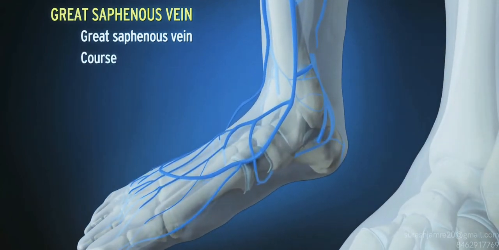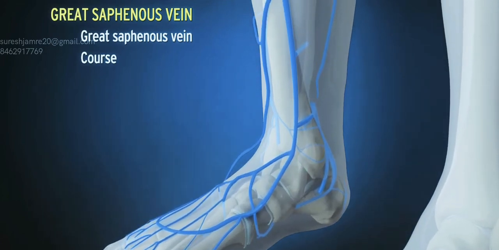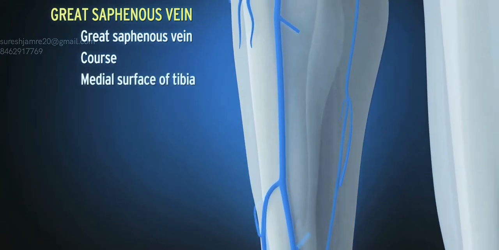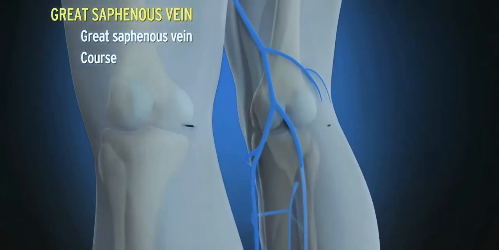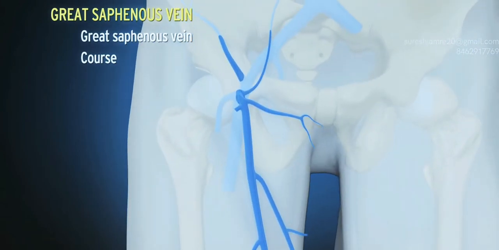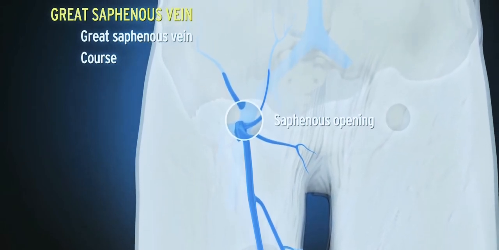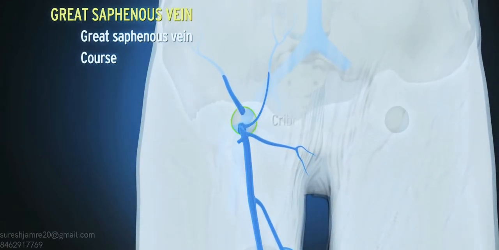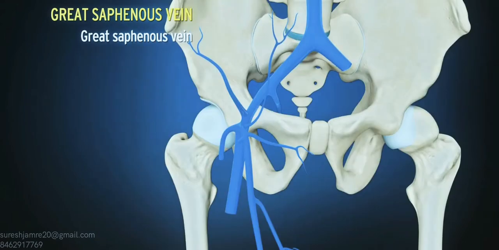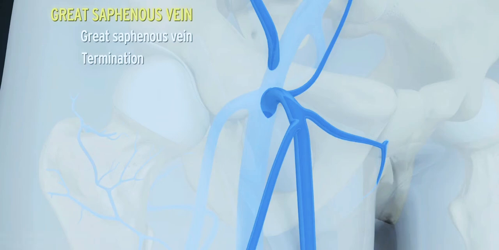Course. Great saphenous vein passes in front of the medial malleolus, crosses the lower 1/3 of the medial surface of tibia, reaches the back of knee. In thigh, it inclines forwards to reach the saphenous opening, where it pierces the cribriform fascia. Termination. Great saphenous vein drains into the femoral vein after piercing the cribriform fascia.